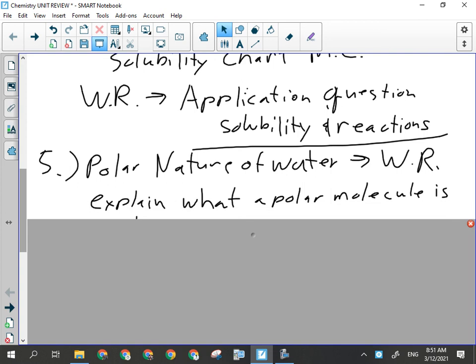Okay, and then I was also saying there's a written response question about the polar nature of water. So make sure that you review what a polar molecule is, because that'll be part of the explanation, being able to explain what a polar molecule is.